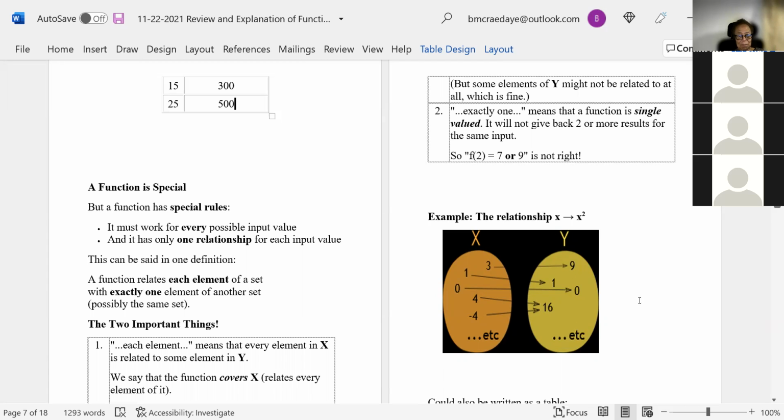Now, is this a function? Is it a one-to-one relationship of an input to an output? Do you think it's that? I'm not sure. What would you say, Latoya? Is it a one-to-one relationship?